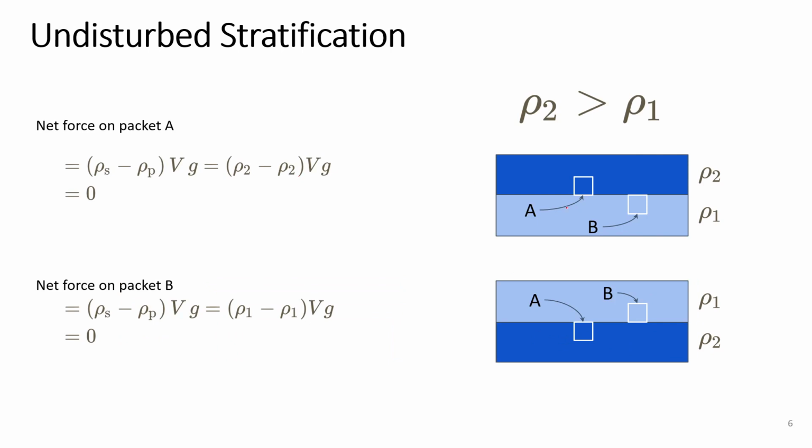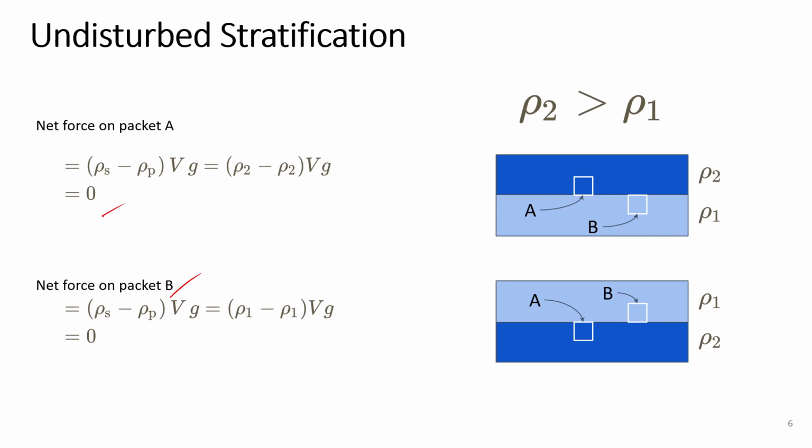Then if we consider two different objects over here, an object A of density ρ2 in a fluid of density ρ2, and an object B of density ρ1 in a fluid of density ρ1, then if we calculate the net force acting on both the objects A and B, it will be 0 for both. Since object A of density ρ2 is present in the fluid of density ρ2, the net force is 0.